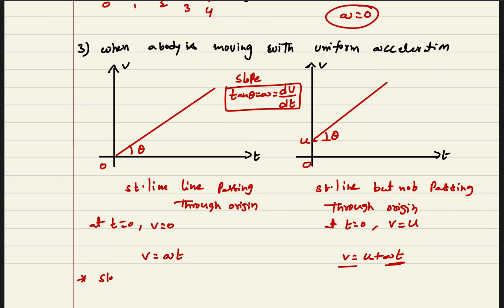From this we can say that the slope in the vt graph gives the acceleration. Now, next graph.